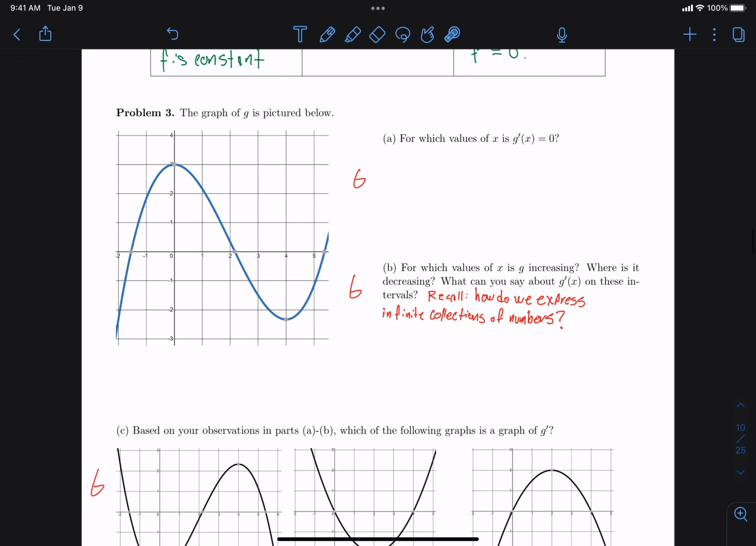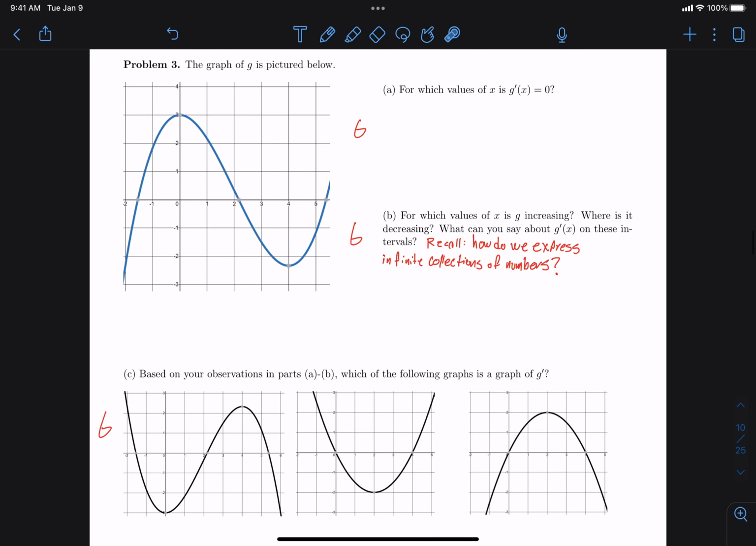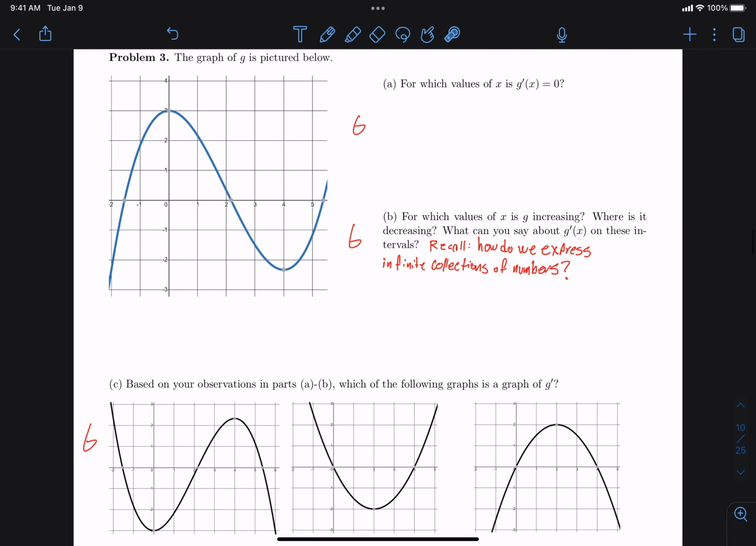All right, let's do some group work. So we're going to work on problem number 3, and it's a hard problem number 3, okay? But I want you to do your very best, and I'm going to come around and help you if you get stuck, okay? So problem 3, we got a similar type of picture here, and we want to answer 3 questions. First of all, for which values of x is the derivative equal to 0? And then for which values of x is g increasing or decreasing? And you're going to notice that there's too many to count. How many points at which the function has a positive slope? You can't count them. There's infinitely many of them, but we have a way of describing infinite collections of numbers.